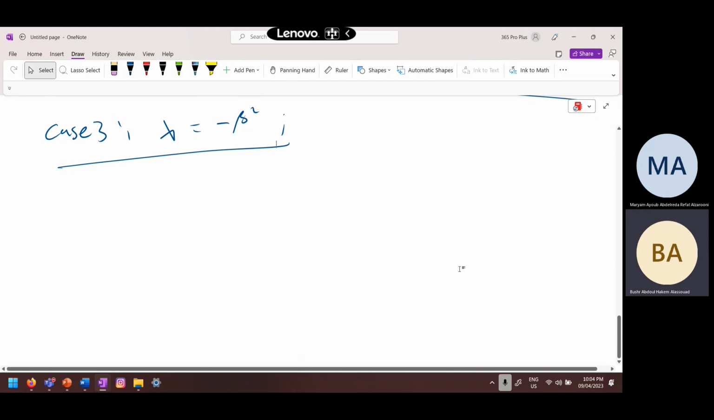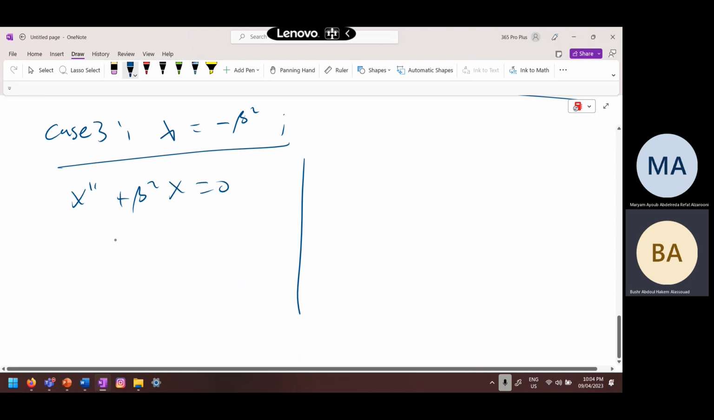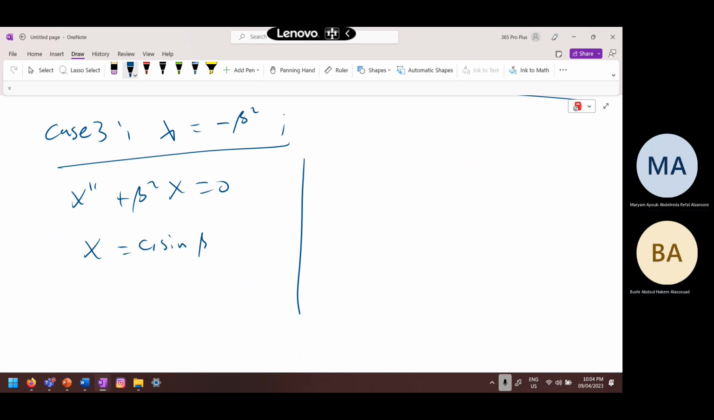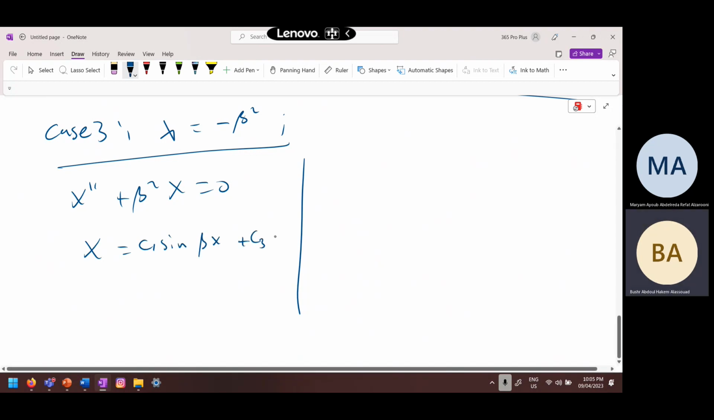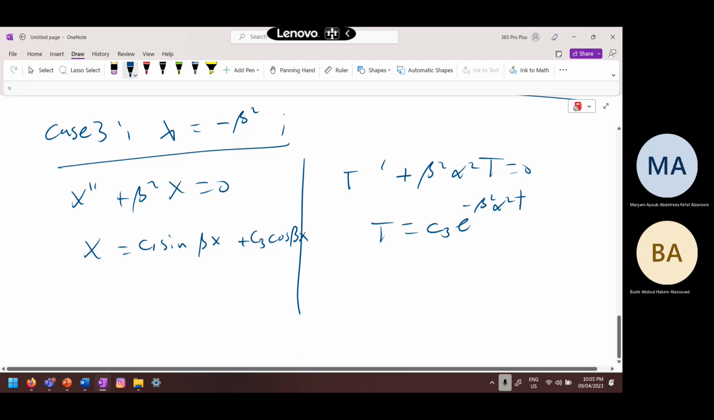So we'll get the following. Divide the page into 2. X double prime plus beta square x is equal to 0. X equals C1 sine beta x plus C3 cosine beta x. As for t, beta square alpha square t equal to 0. T is equal to C3 e to the negative beta square alpha square t.